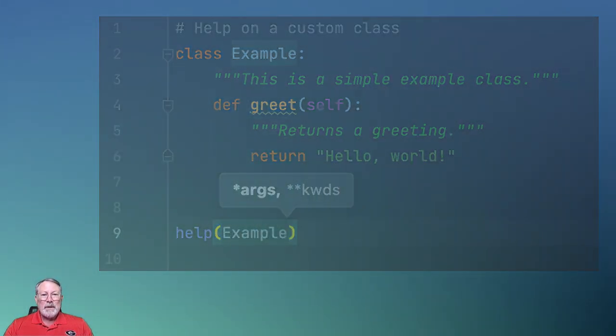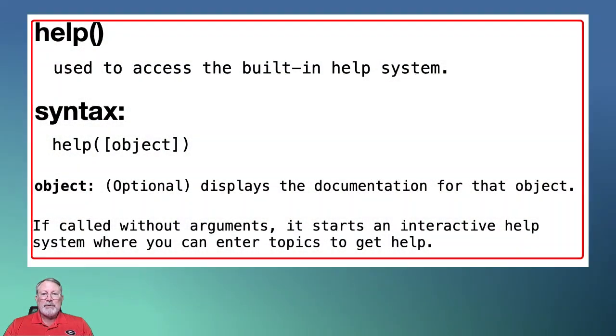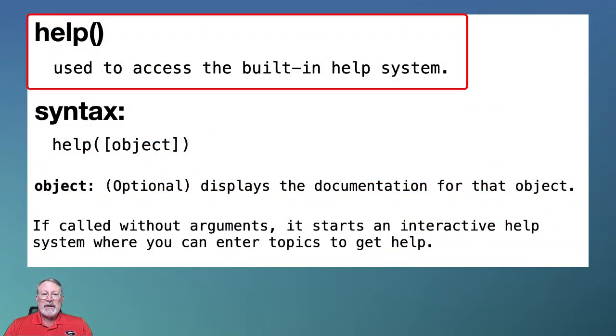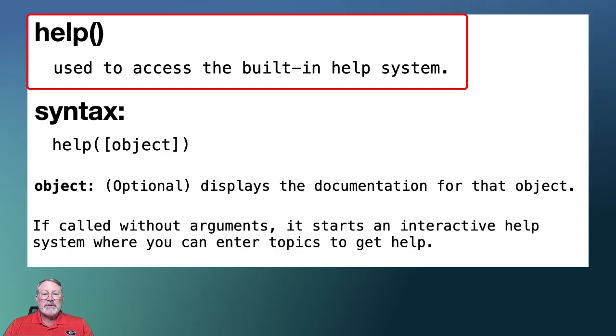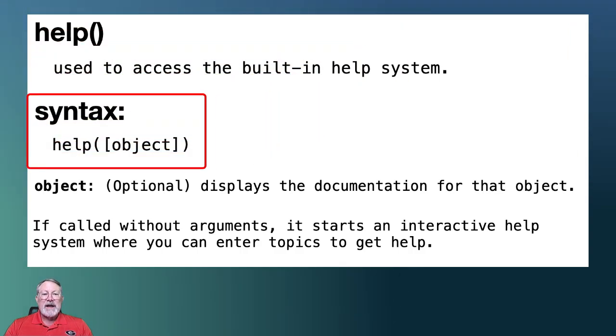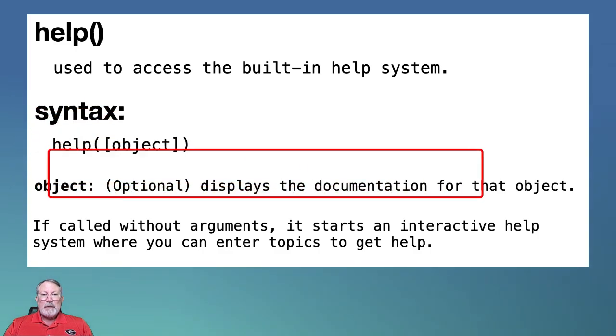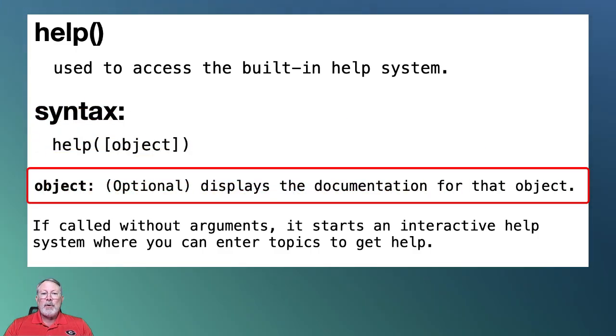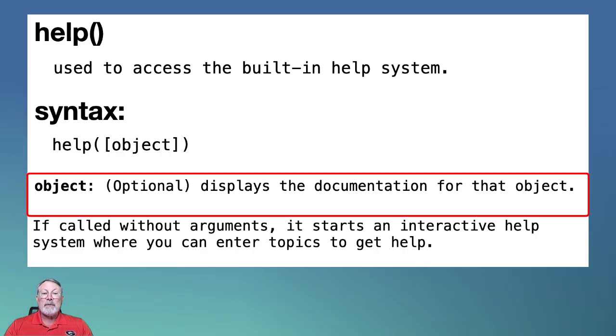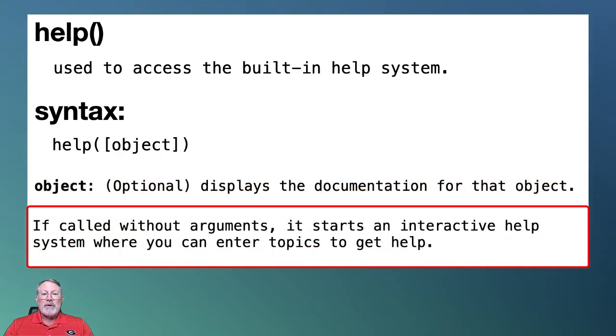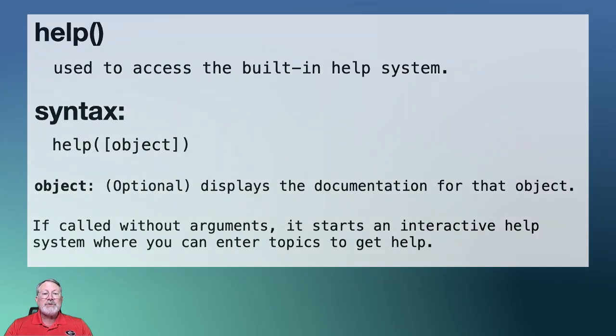Let's break it down. What is help? It's a built-in Python function that displays the documentation for a specified object or the Python help system itself. Here's the syntax. help with a possible object. Object is the object you want help with. This could be a module, class, function, or variable. If no object argument is provided, it launches an interactive help system in the console.